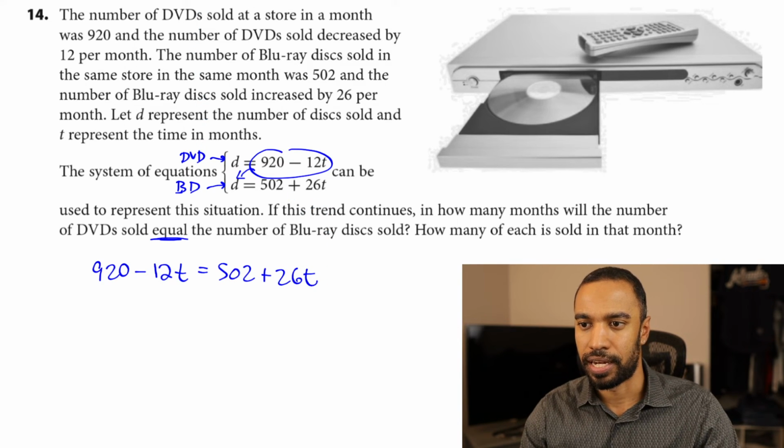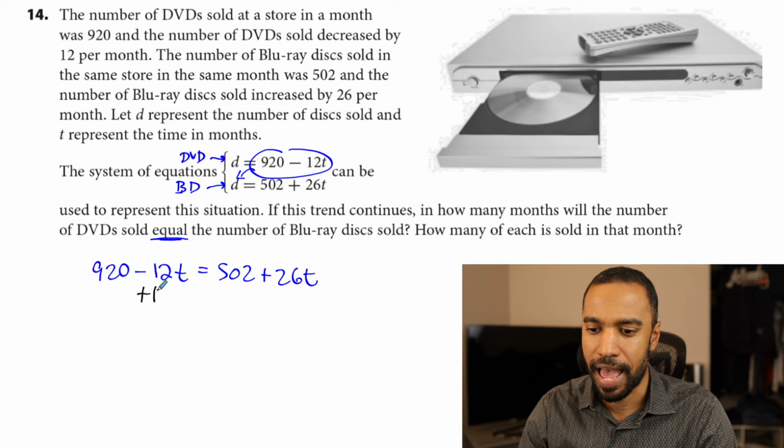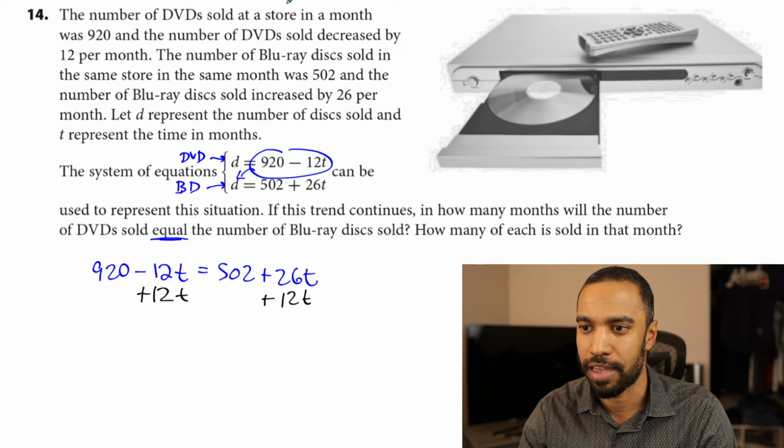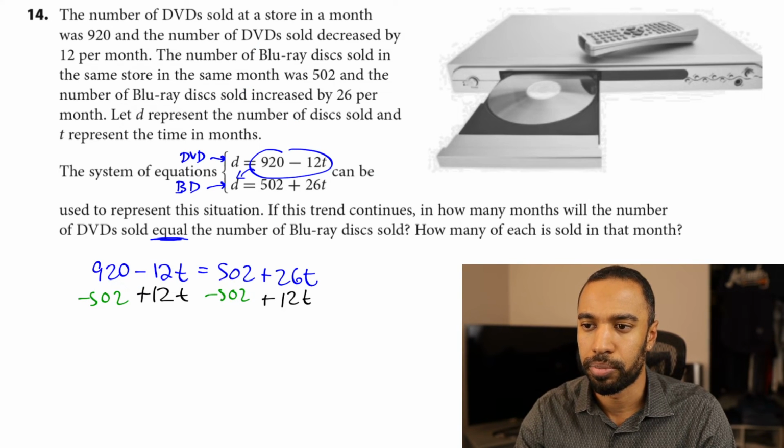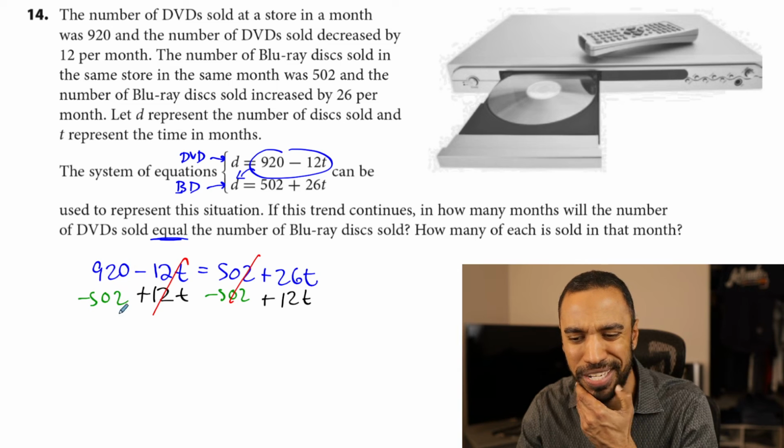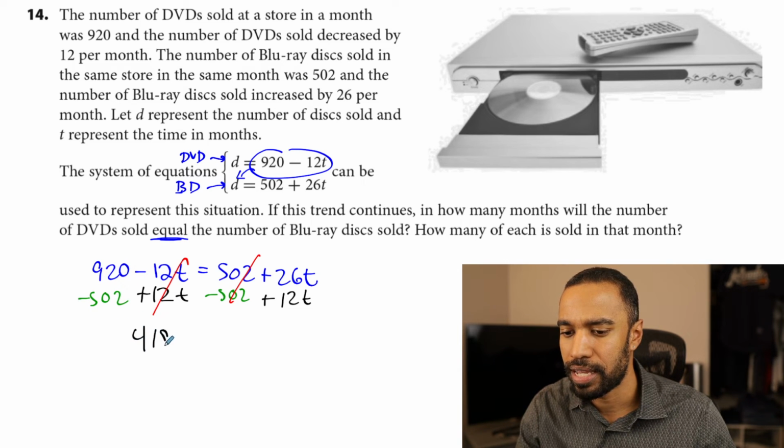And I'm going to solve for T. And I don't like negative variables, so I'm going to go ahead and add 12T to both sides over here. And I'm going to go ahead and subtract 502 from both sides and move it over there. All right, so plus 12T is gone, minus 502 is gone. I'm left with 920 minus 502. Was that 418? So I have 418 equals 38T.